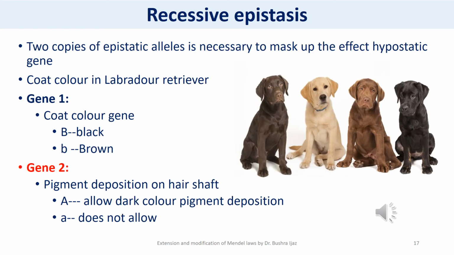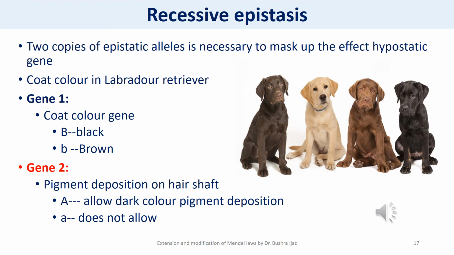epistasis. So let's look at an example of recessive epistasis, and a very good example is Labrador dog coat color. You see that they come in a variety of colors, and the coat color may range from pitch dark black to different shades of brown and to golden yellow.